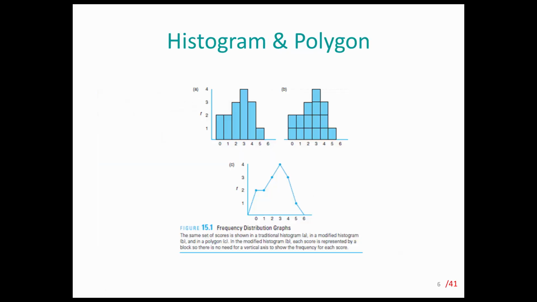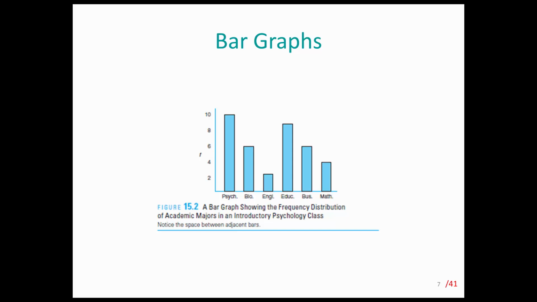Another way to show descriptive statistics is to use a histogram and polygon. Histogram is a graphic version of frequency distribution. Again, this chart shows, for example, how many ones we had, how many twos we had, and how many threes. So for example, here we had 4 students who scored 3 on the test. Or we can show it with a polygon the same way that we use the histogram. And one more way is the bar graph.